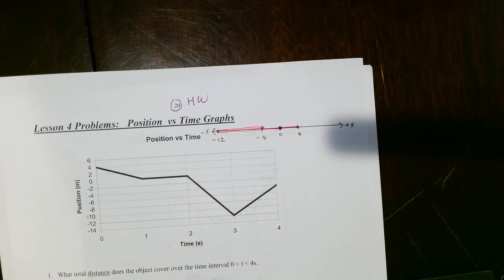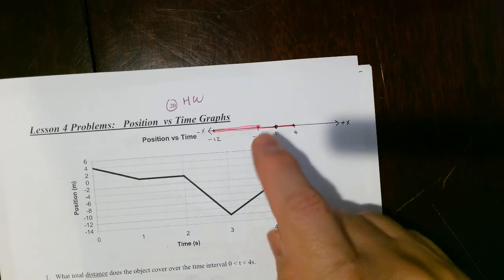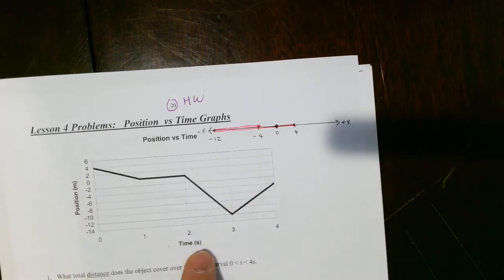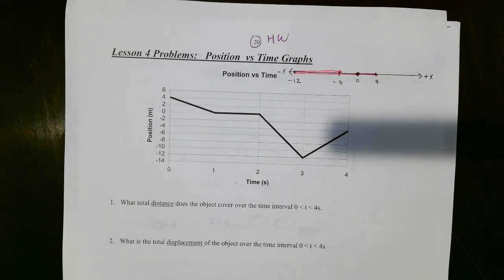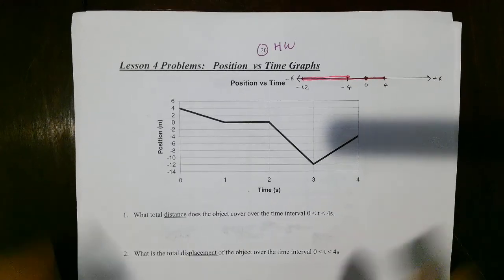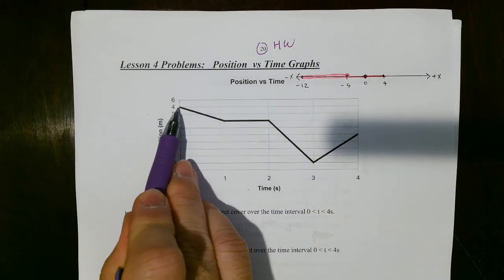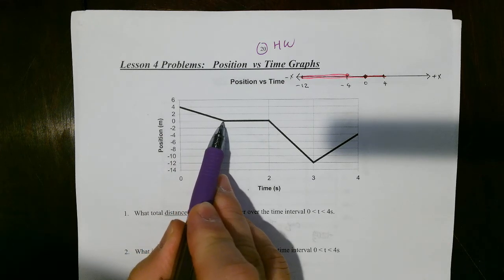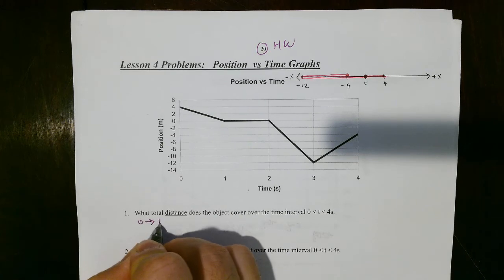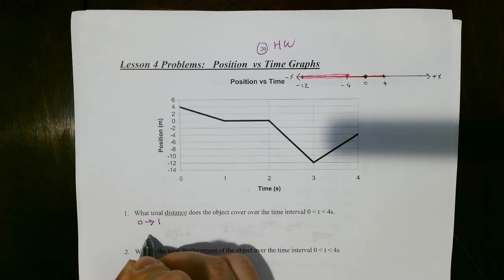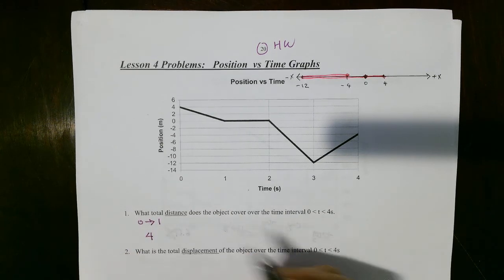So I hope everybody understands that motion. That motion, when graphed as a position versus time graph, will look like this. So what is the total distance that this thing travels? Well, it travels from 4 to 0 in 0 to 1 seconds. So from 0 to 1 second, it travels 4 meters.